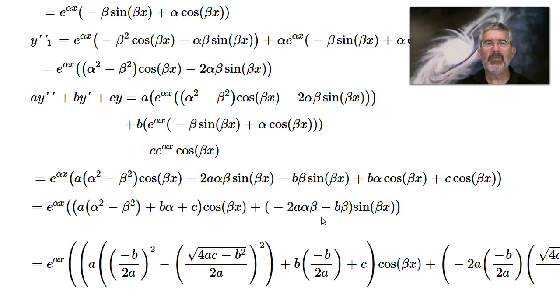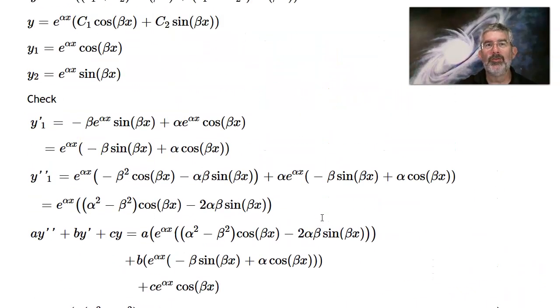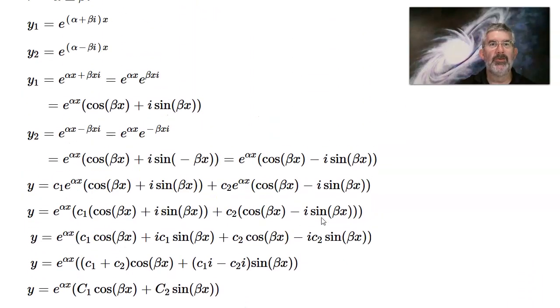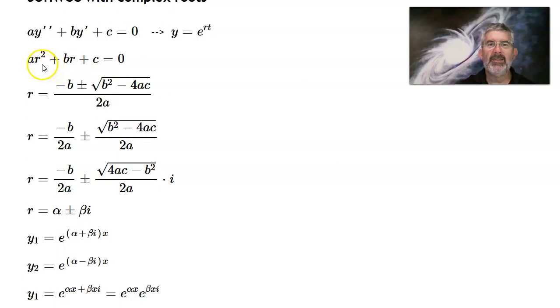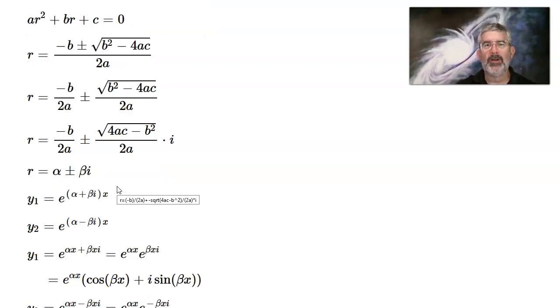Now, I've got A's, B's, C's, alphas, and betas. But remember, alpha and beta came from the solution to the original equation up here, the characteristic equation. I had this quadratic equation for which alpha plus or minus beta i were the two solutions. So alpha was this and beta was that. So I'm going to now plug those back in so that everything's in terms of A's, B's, and C's and no more alphas and betas.